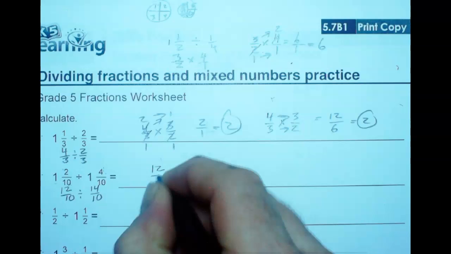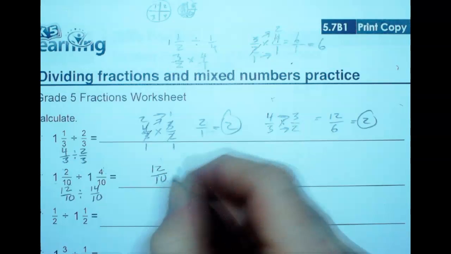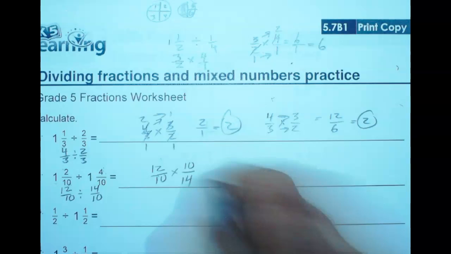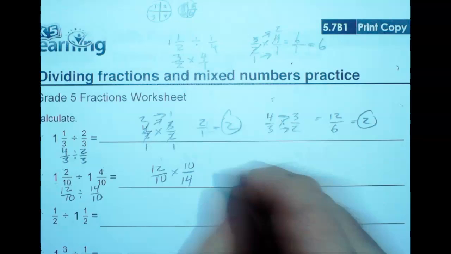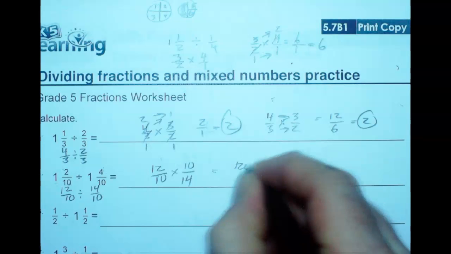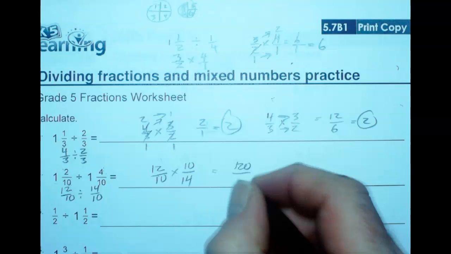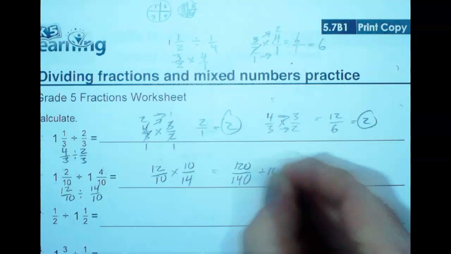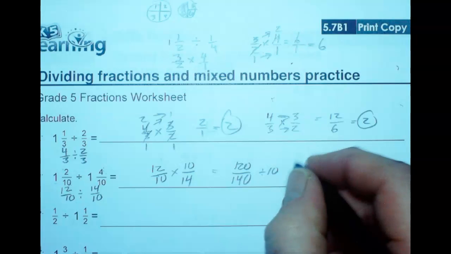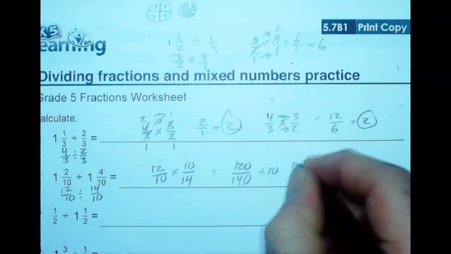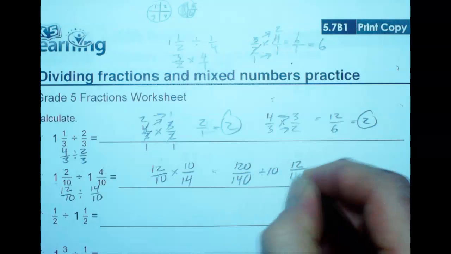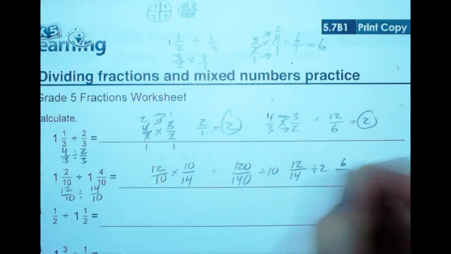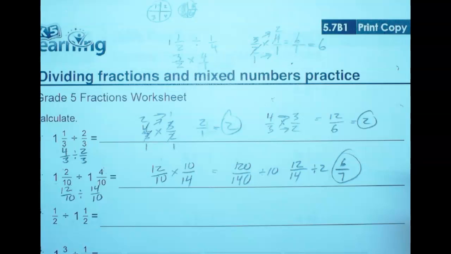We still have to do the keep, change, flip. Here's 12/10, and we're going to change the sign, and we're going to flip that fraction upside down. And it's killing me because I want to cross reduce, but I'll show you that it works. 12 times 10 is 120. 10 times 14 is 140. So we can divide these both by 10. 120 divided by 10 is going to be 12. 140 divided by 10 is going to be 14. We could still divide these both by 2. 12 divided by 2 is 6. 14 divided by 2 is 7. So I got to 6/7.